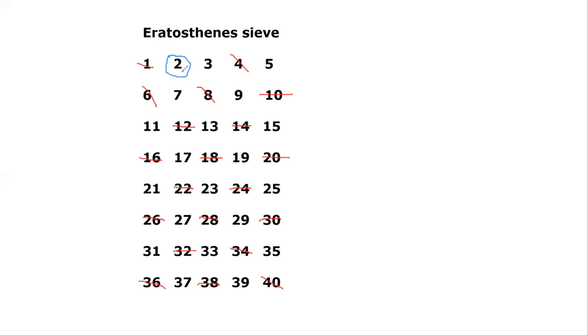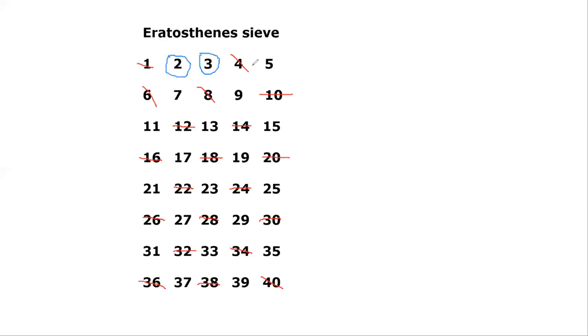So now we have cancelled all the multiples of 2, that is, the multiples of the number that you have circled. Then you circle the next number that is not cancelled. From 2, the next number that is not cancelled is obviously 3. So I circle the 3. The moment you circle 3 here, you cancel all the multiples of 3.